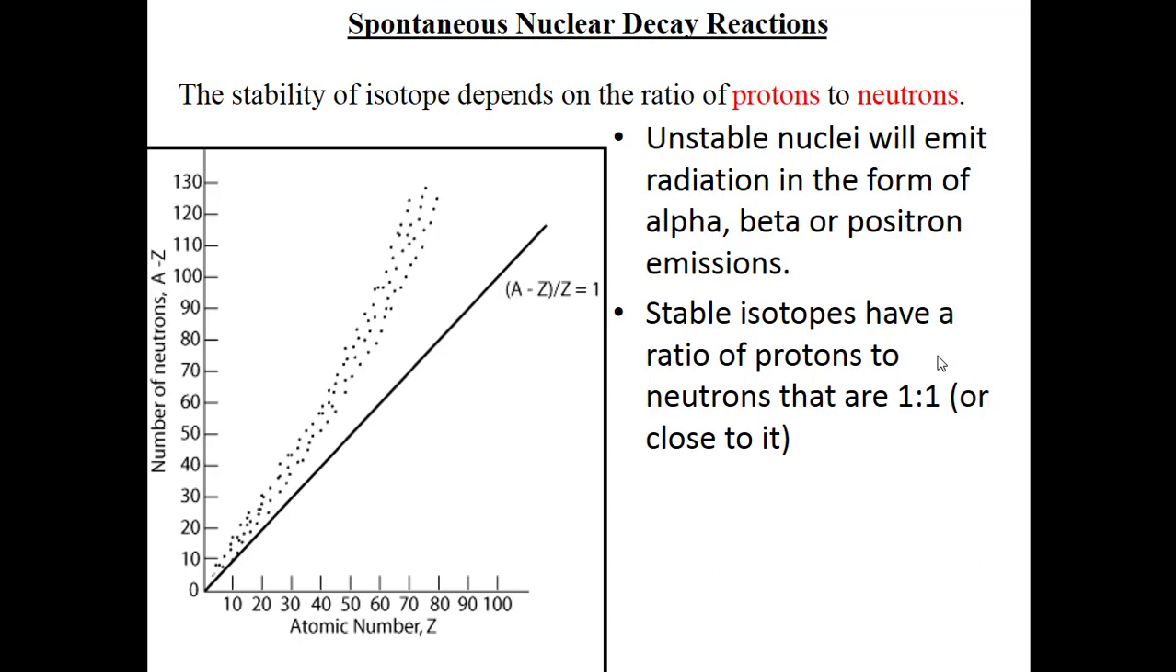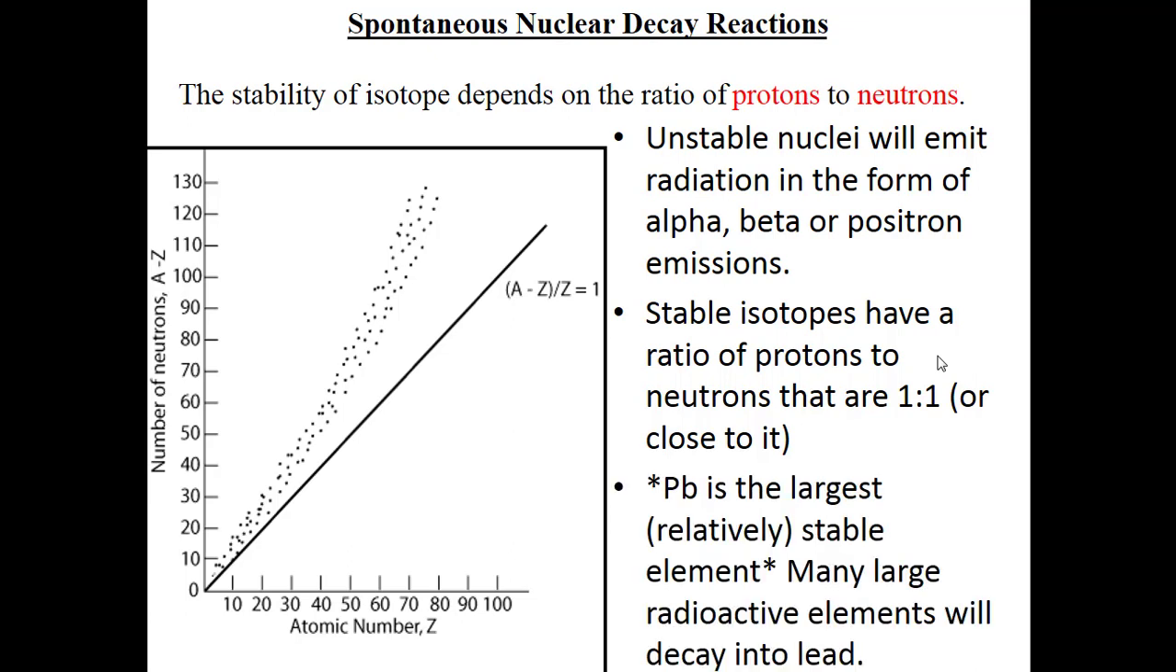Stable isotopes have a ratio of protons to neutrons that is about 1 to 1 or very close to 1 to 1, if not 1 to 1. That's kind of like the golden ratio for a nice stable element or isotope in this case. Pb, again, is the largest relatively stable element, and I'm saying relatively. Many large radioactive elements will actually decay into that lead, and we focus on lead, whose atomic number is 82, and we focus mainly on lead-206.